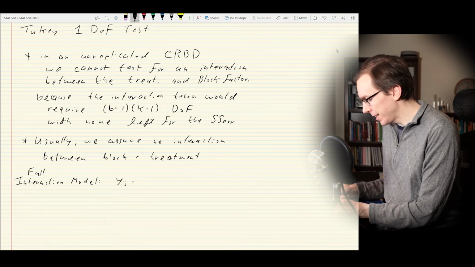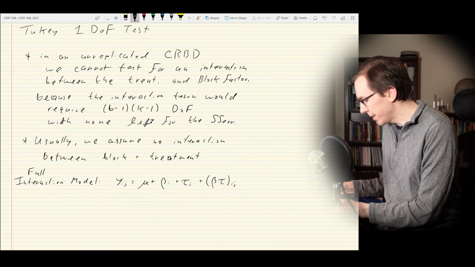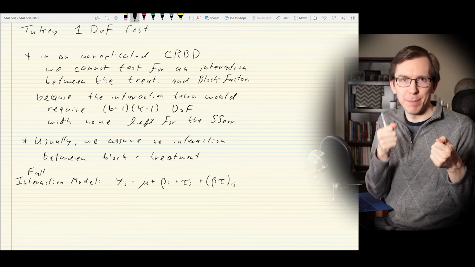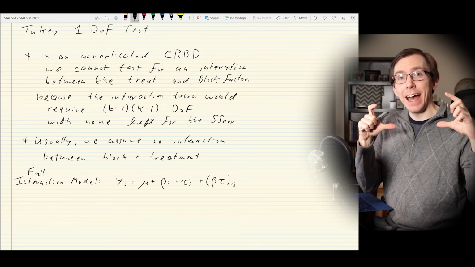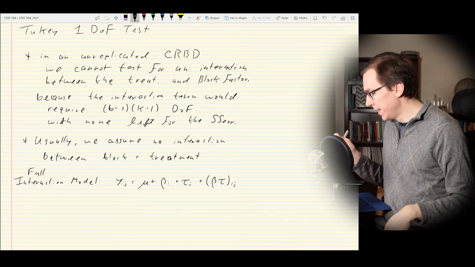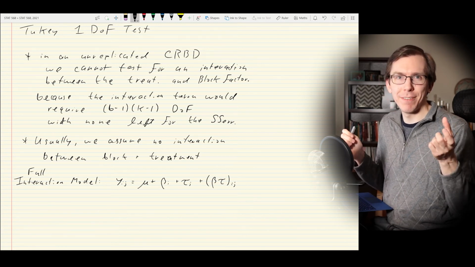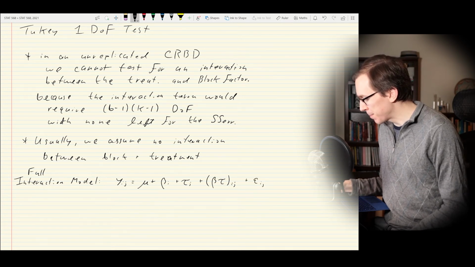It would be y_ij is going to be mu plus beta_i plus tau_j plus, and now I'm going to have an interaction term, which is (beta tau)_ij. I write it as beta tau in parentheses, not to say that I'm multiplying beta times tau, but to say that I now have a new object here, a new effect that has a double index of i and j. So I'm not actually just multiplying the two symbols together. I'm just using it to show that we have an interaction there between these two factors. And then we'd have an epsilon_ij.